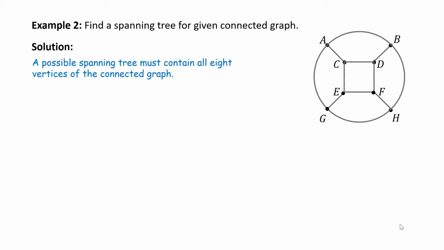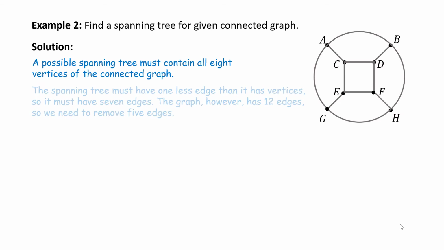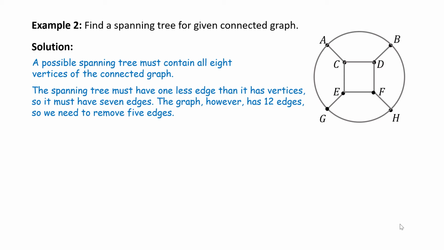A possible spanning tree must contain all 8 vertices of the connected graph. However, the spanning tree must have one less edge than it has vertices, so it must have 7 edges. The graph, however, has 12 edges. We need to remove 5.